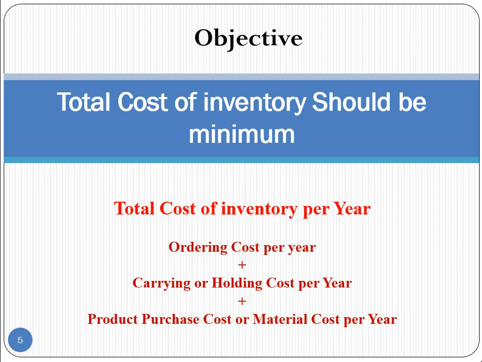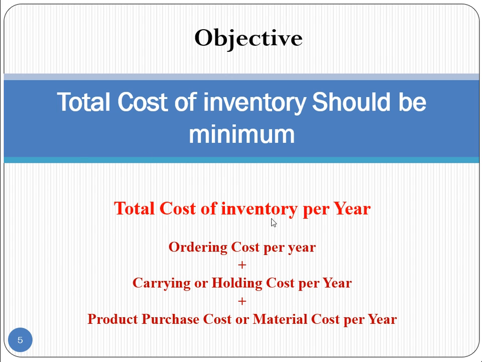Again, the total cost of inventory per year is basically the ordering cost, holding cost, and product cost, which sometimes is called a material cost, and all the time the units are per year. If it is not per year, then we can convert it into per year, depending upon the statement over there. If it is in the month, then we have to convert all the costs into the month.